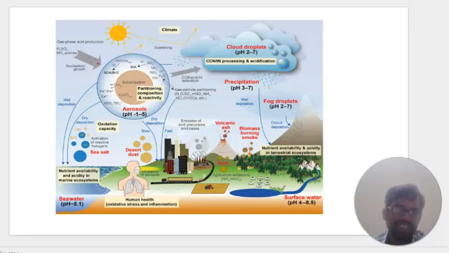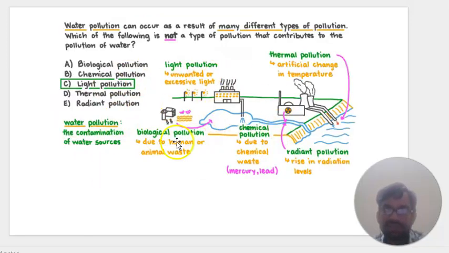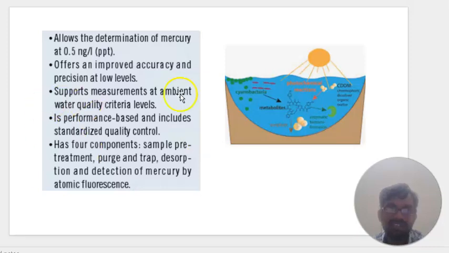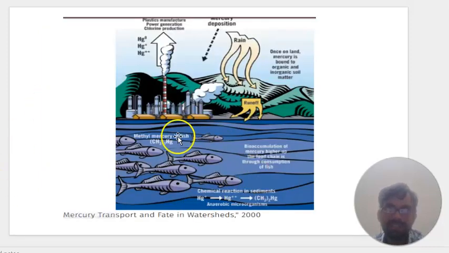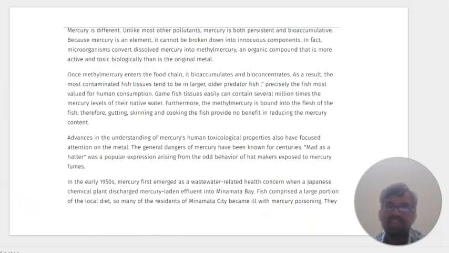You can see very clearly in many images here. This is one of the important points for IIT JEE, they asked this bit, so you can note this down and we will discuss it further. And this is how mercury plays a major role, and this is how mercury is transported through fish, a chemical reaction involving mercury and anaerobic microorganisms.